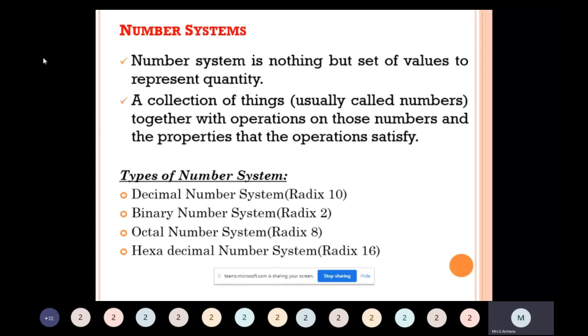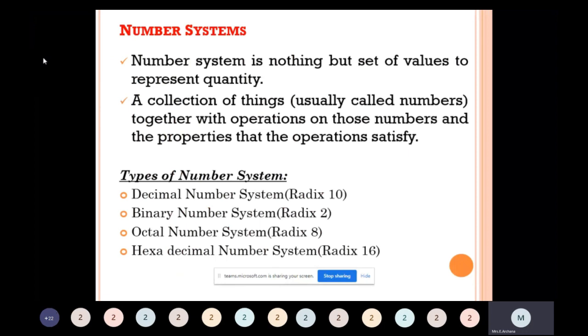There are four types of number system: decimal number system, binary number system, octal number system, hexadecimal number system. The decimal number system has the base 10. We can also call it the radix, or base, 10. It consists of the numbers from 0 to 9. The binary number system consists of the values 0 and 1, so the radix is 2. The octal number system has the values from 0 to 7, so it has the radix 8.